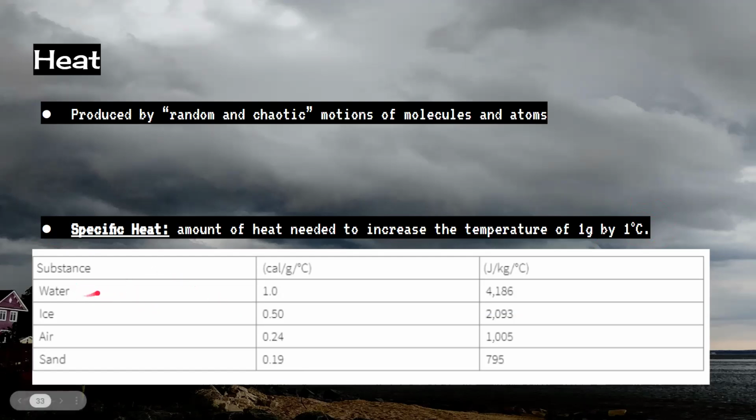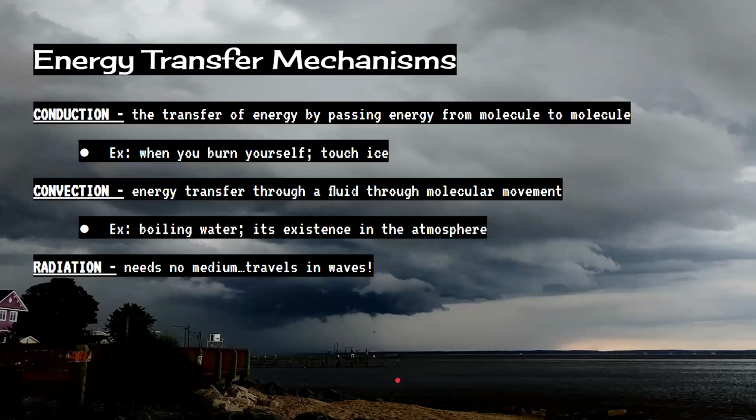We can see that the thing with the highest specific heat is water. Next is ice, then air, then sand. And it is really crucial that you know that order. You can look at this table to see the relationship between them. And as you can see, water has the highest specific heat.